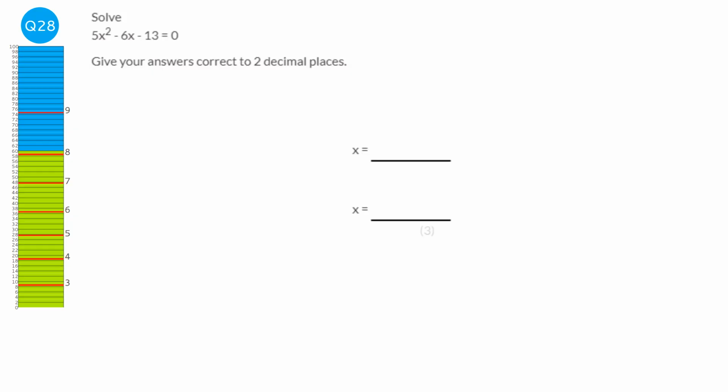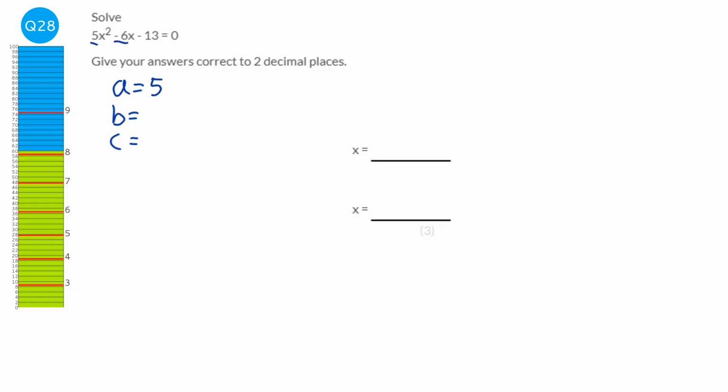So here we're going to solve a quadratic using a calculator, using the quadratic formula. And the reason we know that is it asks us to do it to 2 decimal places, so chances are it's not going to factorise. So we're going to find out what a, b and c are. And a is the number before the x squared, the coefficient of the x squared, which would be 5.